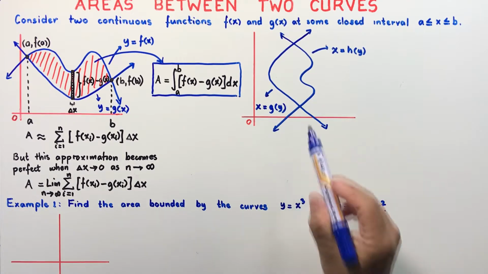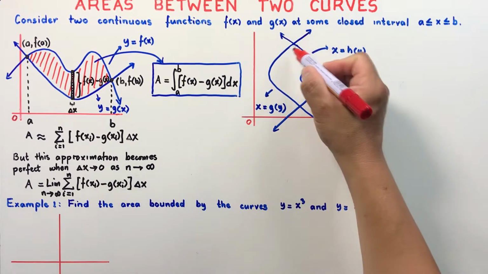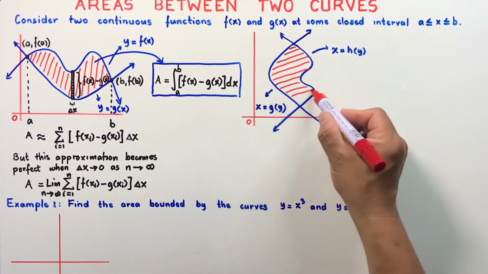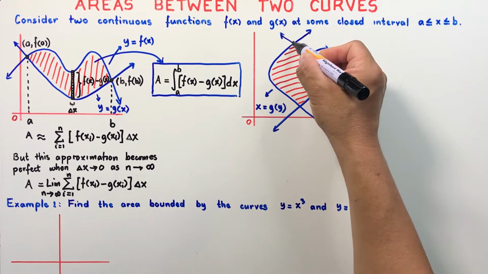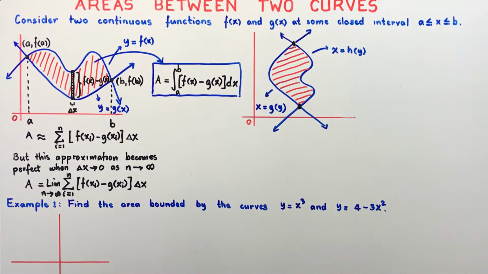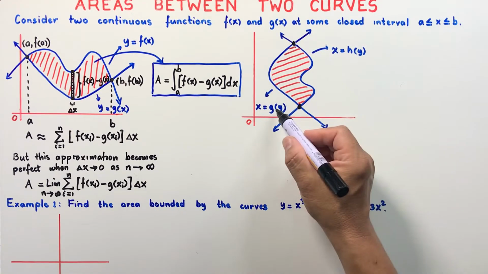Now take note that the functions are not in terms of x, but in terms of y. And our goal is to find this shaded region. Now, to find this shaded region, we need to find these 2 points of intersection. And these 2 points of intersection can be solved by solving these 2 equations simultaneously.